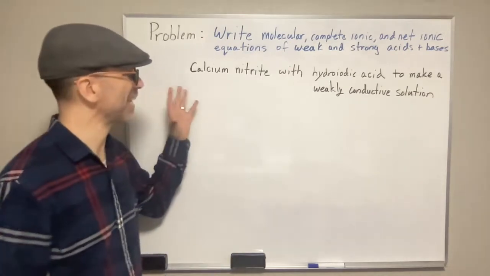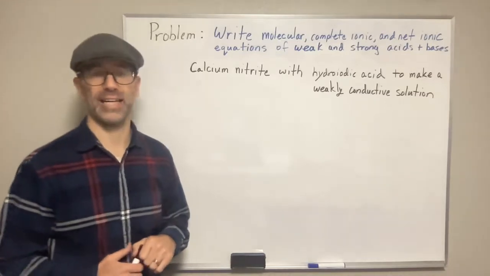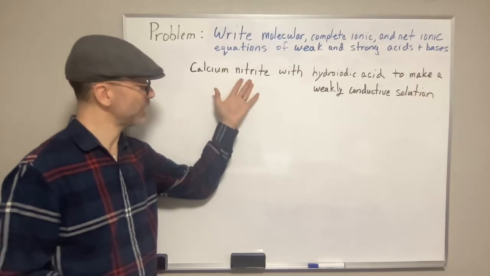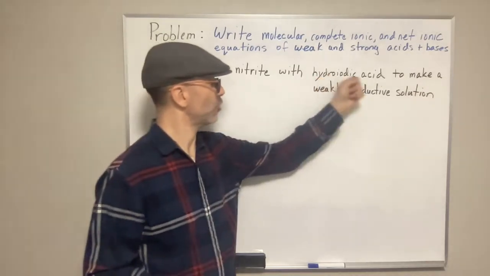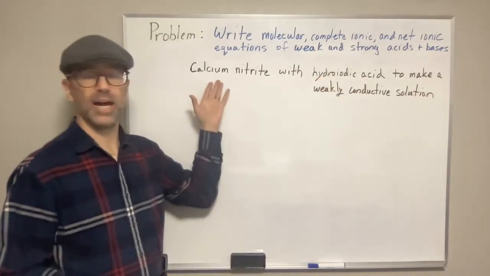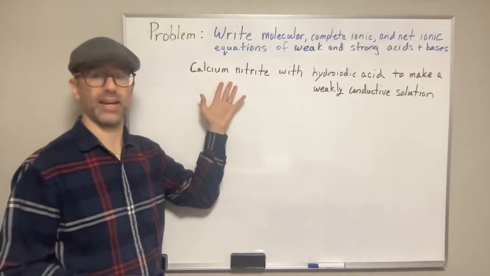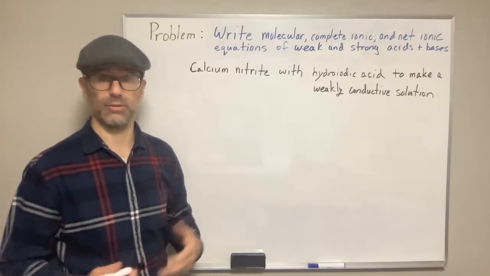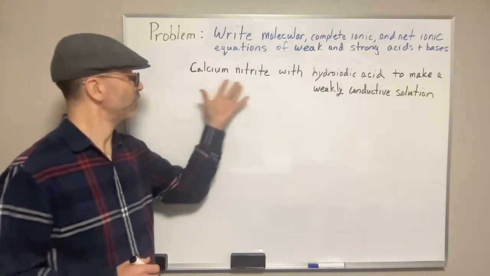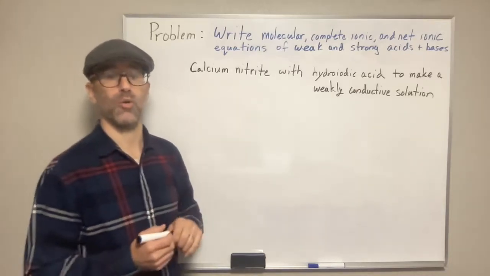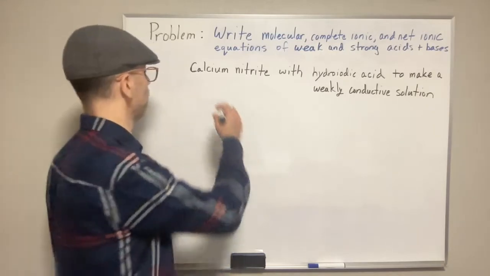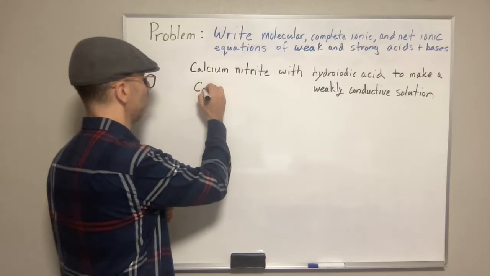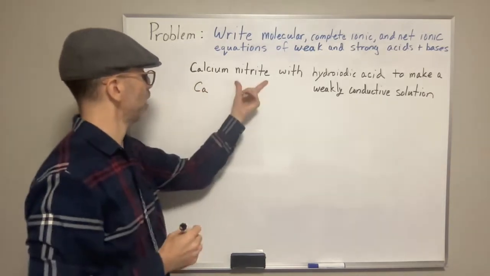So this is a slightly different problem than the one I did earlier. Last time I did calcium nitrate with hydroiodic acid. This time we're going to do calcium nitrite with the same acid, and we'll see what happens there and what's different. Okay, so everything's the same as before. Again, we're going to write our calcium nitrite. So calcium nitrite is calcium plus the nitrite ion.